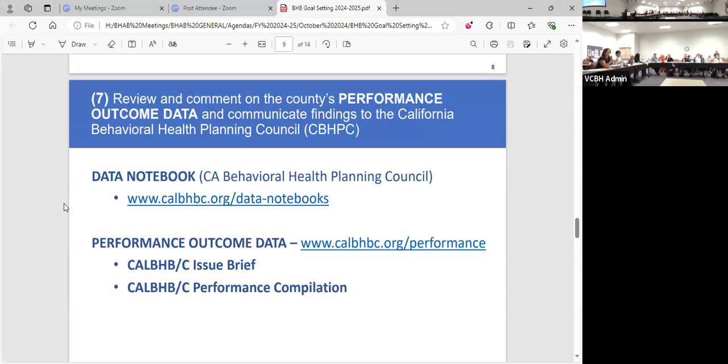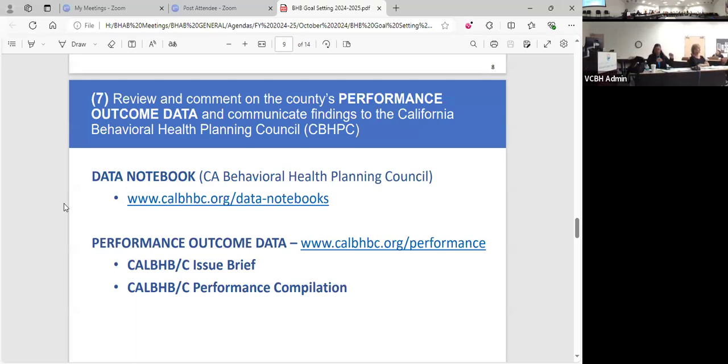Our organization, CalBHBC, we have actually been advocating to them for several years to focus more on performance outcome data because we haven't seen many questions around that. So hopefully we'll see more of that. I think within the current data notebook, the last page of questions are around what you would like to see for performance outcome data. So that's a step in the right direction.